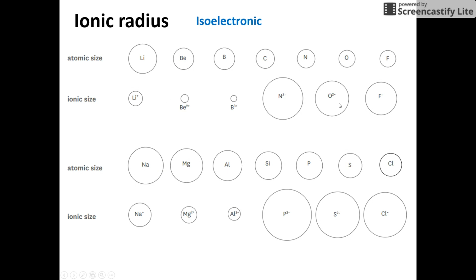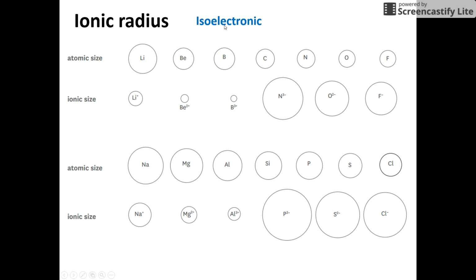But notice that the anions over here and cations are different, so it doesn't follow the same trend. We have it getting smaller, but then there's a sudden increase and then it gets smaller again. The same thing in period 2 for its ions. So why is this? The first term we need to look at is the term isoelectronic.